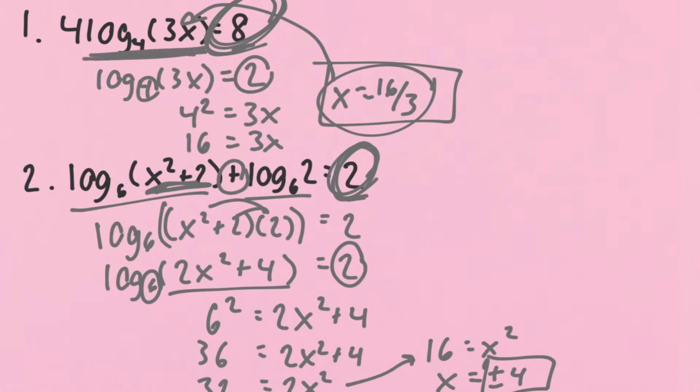So we isolated this log, and in number 2, we condensed it to one log and then got it by itself, which it already was by itself. And then we changed it to exponential form.